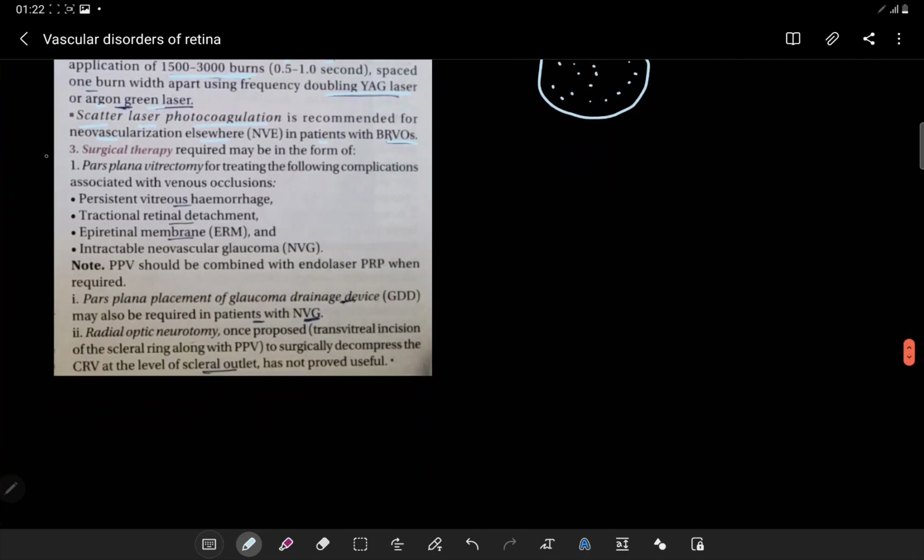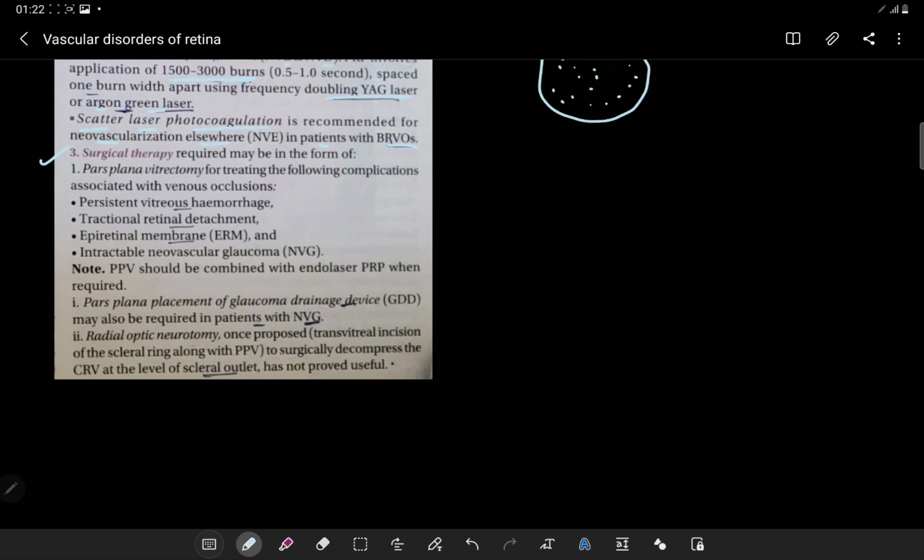Surgical therapy may be required in the form of pars plana vitrectomy for treating the following complications associated with venous occlusions. We can have persistent vitreous hemorrhages, tractional retinal detachments, epiretinal membrane, and intractable neovascular glaucoma. For that we can go with surgical therapy.